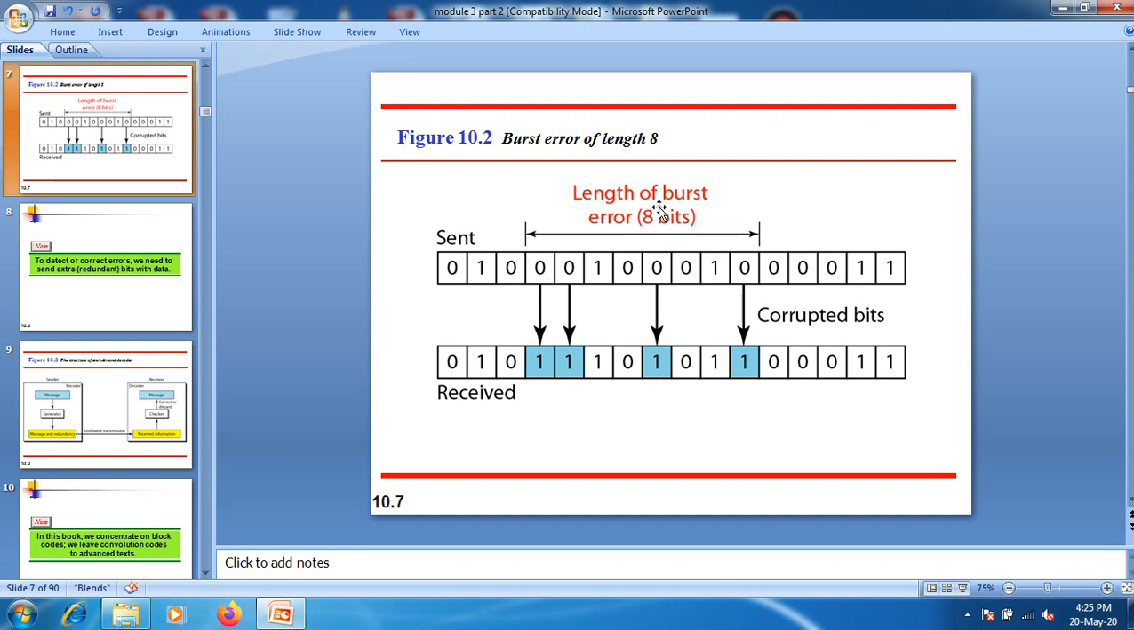When it comes to detection and correction, we use a concept called redundancy. Redundancy is nothing but sending some extra bits along with the data.